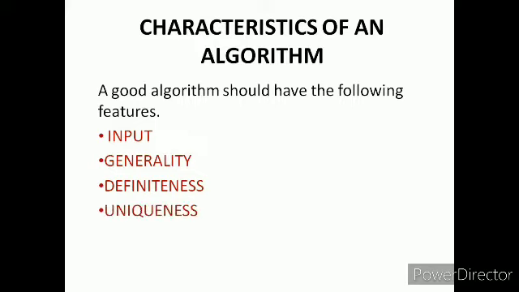Number 4, uniqueness. Each step in an algorithm should be uniquely identified, and the output of each step should depend on the previous step. So each line or each step in an algorithm has to be identified uniquely, and the output should be based on the previous step.